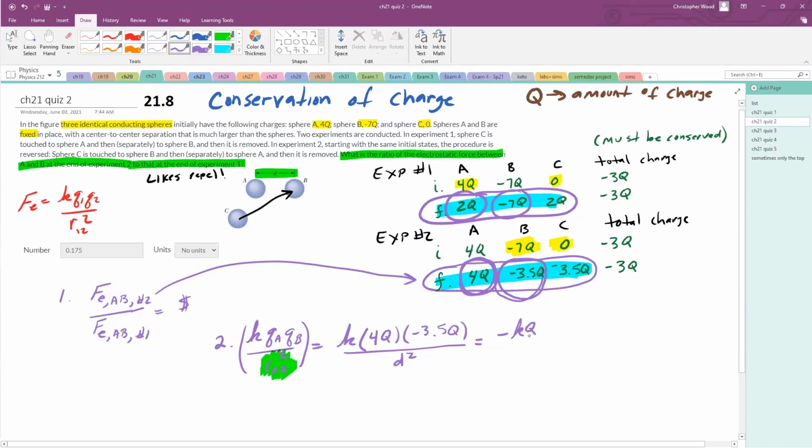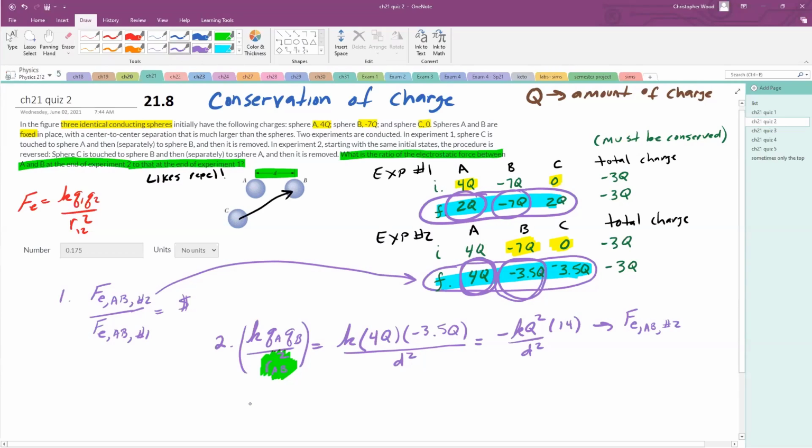Q, pull out the common factor, negative KQ squared times 4 times negative 3.5. 4 times negative 3.5 is negative 14, so times 14, all over D squared. Okay, so that's my numerator. This is the electrostatic force between particle A and particle B at the end of experiment number 2. And I guess that's good. KQ squared over D squared.